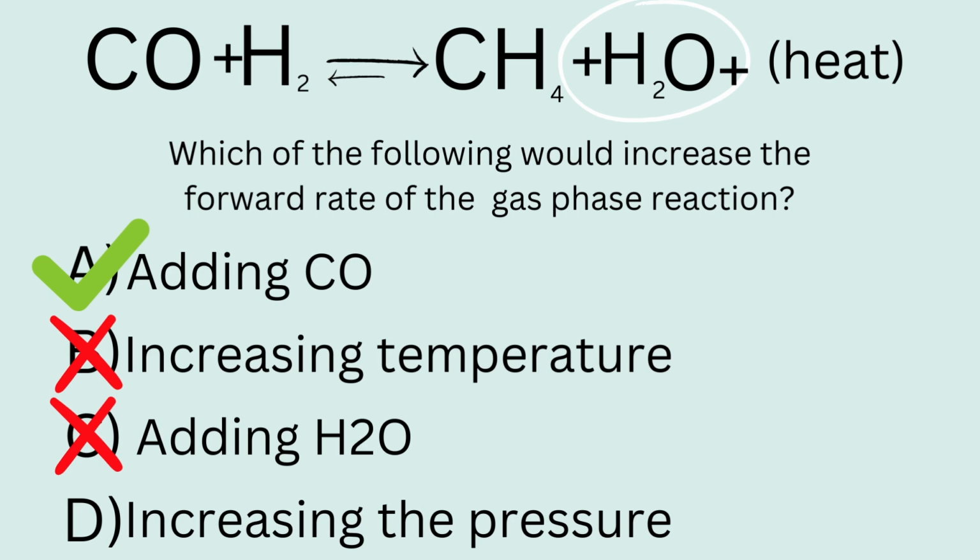Lastly, increasing the pressure. Increasing pressure equals increasing heat. As you increase the pressure, you're also going to increase the heat in a system. So this is exactly what happens in answer B's scenario. The increase in heat on an exothermic reaction will decrease the rate of the forward reaction.